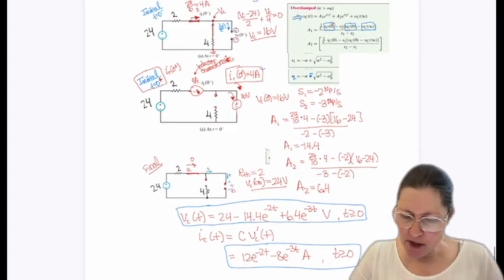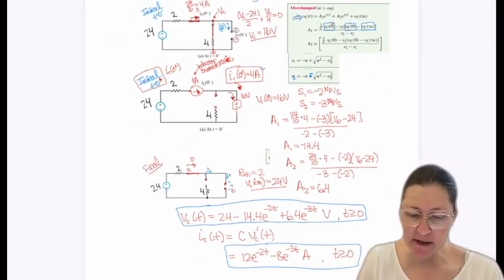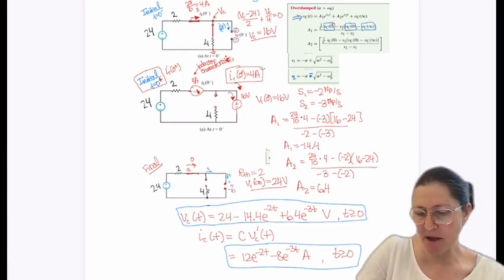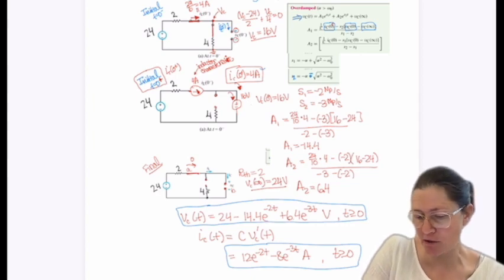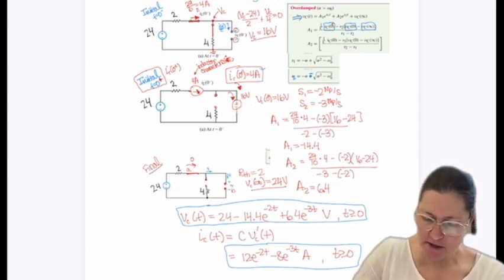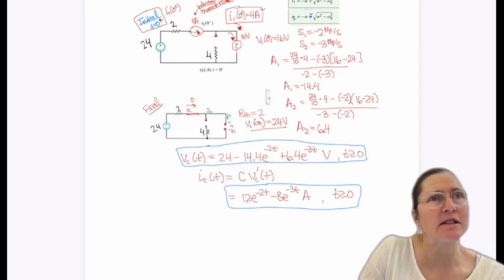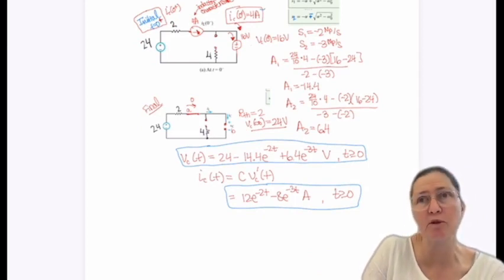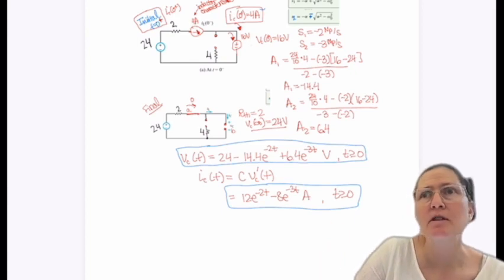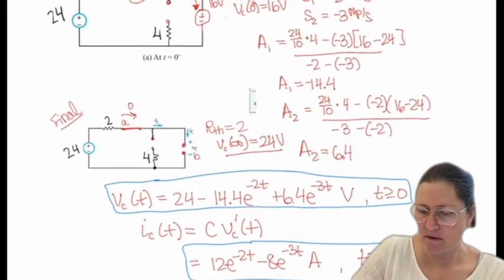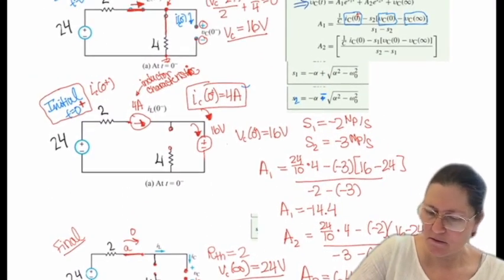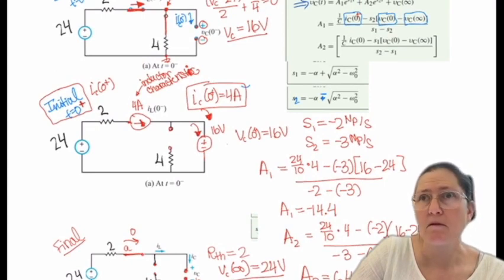All right, so you should have found S1 is minus 2 and S2 is minus 3. A1 ends up being minus 14.4 and A2 ends up being 6.4. And so you put that into the VC equation, and then you take the derivative of that to get IC and multiply that by C. Yes? What did you get? I got minus 2.23 for S1. It's 24 over 10 because it's 1 over C for S2.